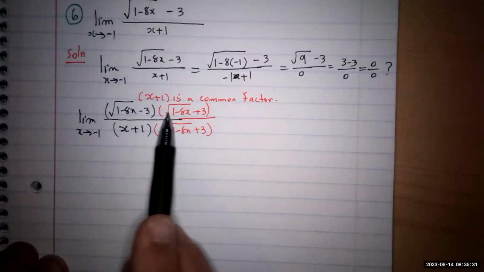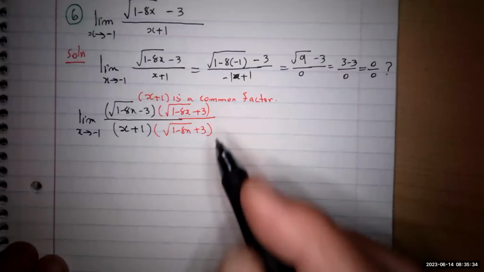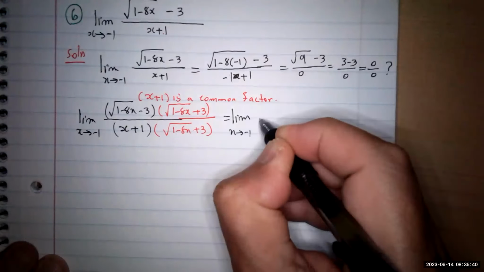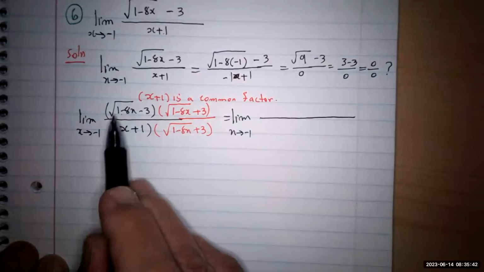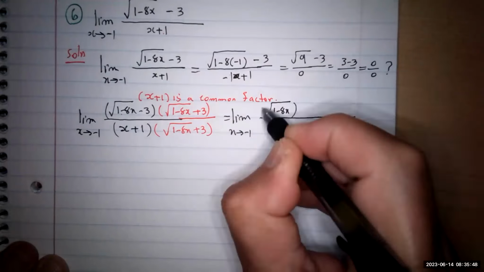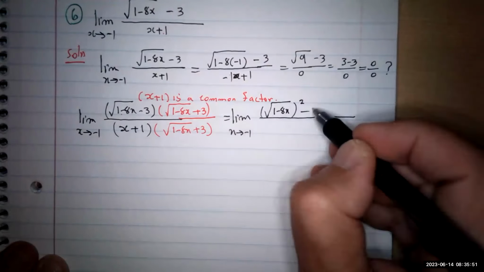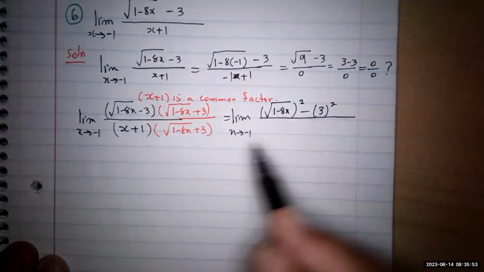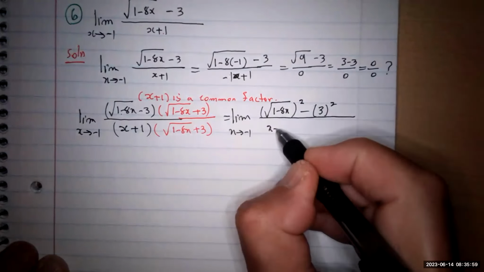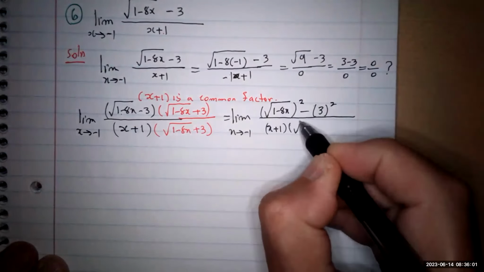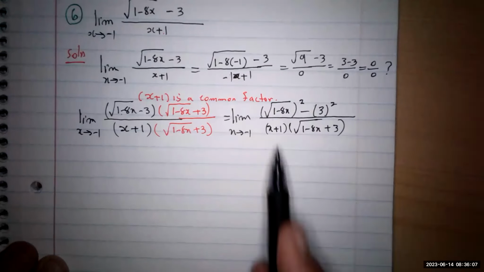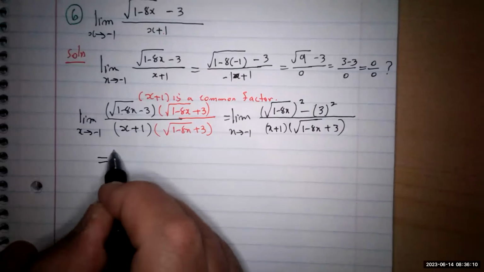On the top, that theorem that we talked about, the square of the first minus the square of the second. So it's going to be the limit of, again, you can do it in short form, the square of the first one, radical 1 minus 8x all squared, minus the square of the second one, 3 squared. Or just do it right away: multiply these two, remove the radical, 3 times 3, 9. But you are not going to do anything to the bottom. The bottom one is as is.